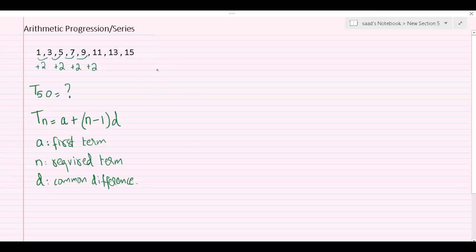So the 50th term will be equal to T50 equals the first term of this progression, which is 1. So here we have a, so in place of a I'm going to write 1, plus in place of n I'm going to write 50, because that's the term that we're looking for, so 50 minus 1, and in place of d I'm going to write the difference, which is consistent throughout the progression, which is 2. So in place of d I'm going to write 2. So let's see what the 50th term comes out to be.